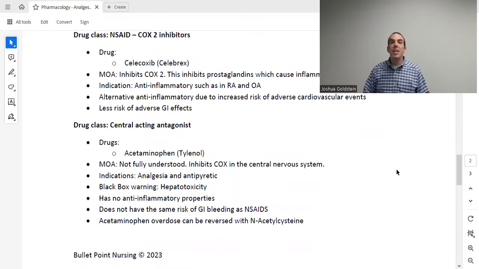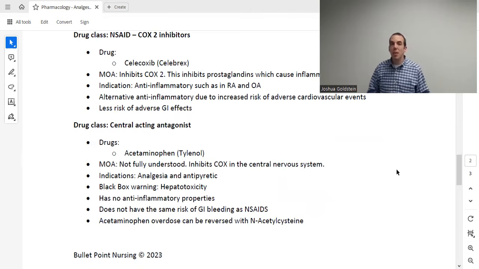Next, we have a subset of NSAIDs, which are the COX-2 inhibitors. We said that all the NSAIDs inhibit COX-1 and COX-2, and that the primary goal of it is to inhibit COX-2. We do have one drug that only inhibits COX-2. Why is that an advantage? Well, it's an advantage because we said that COX-1 is going to cause problems with our GI. This doesn't do that as much. That's a good thing. So what's the drug here?